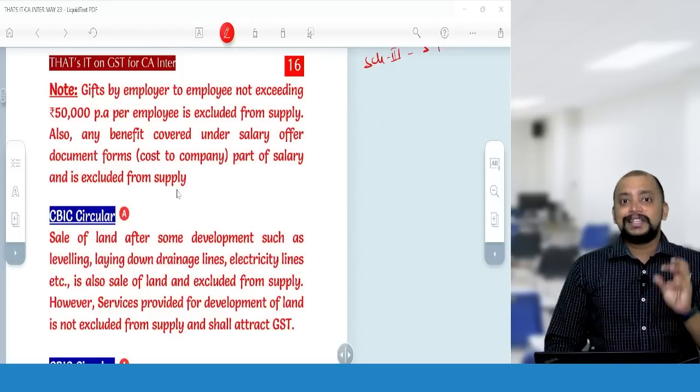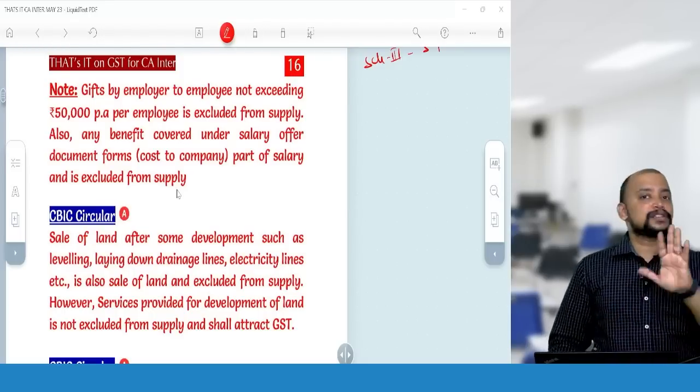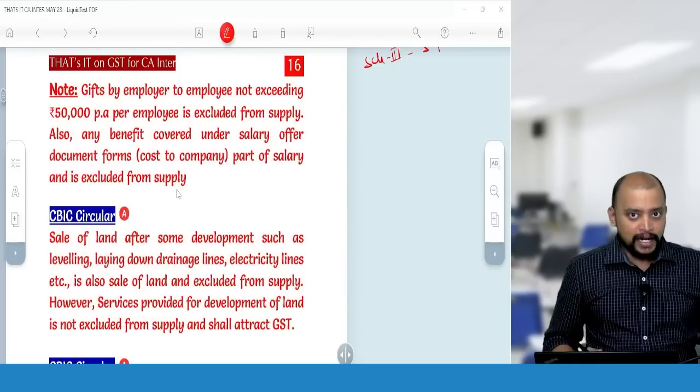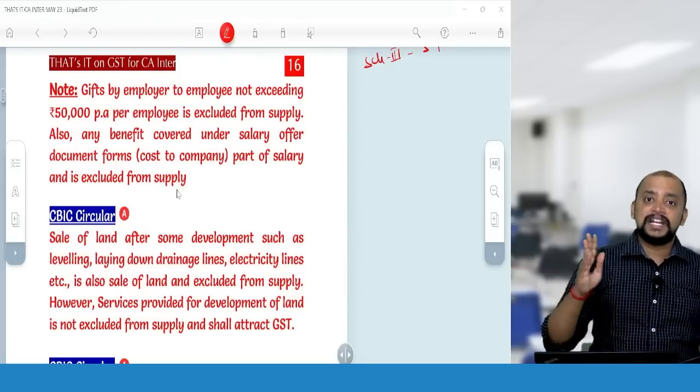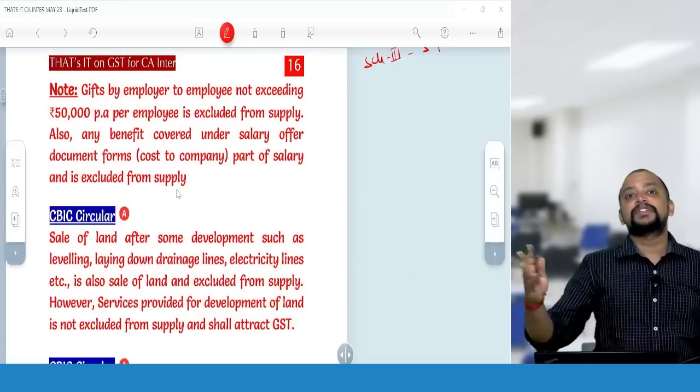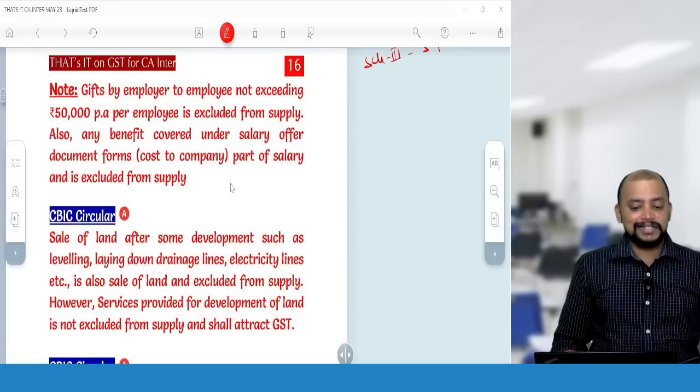So therefore, this is as part of salary, so it is excluded from supply. Whereas gifts will not be specified in the employment contract. So gifts, we have to divide again into two. Gift per annum that does not exceed 50,000 is not a supply. Gift that exceeds 50,000 per annum will be treated as supply.